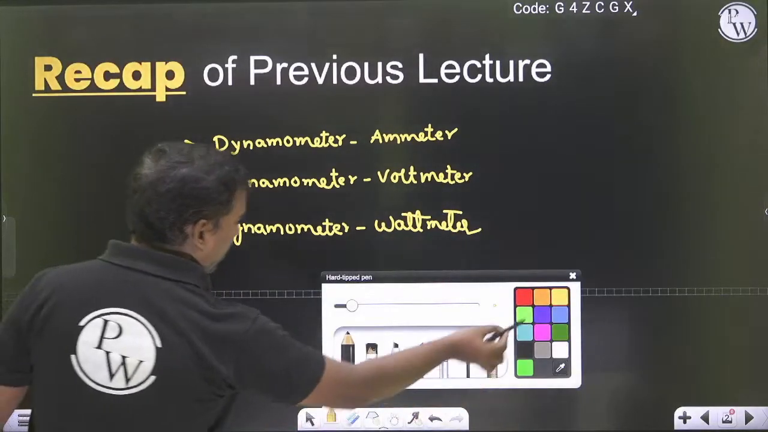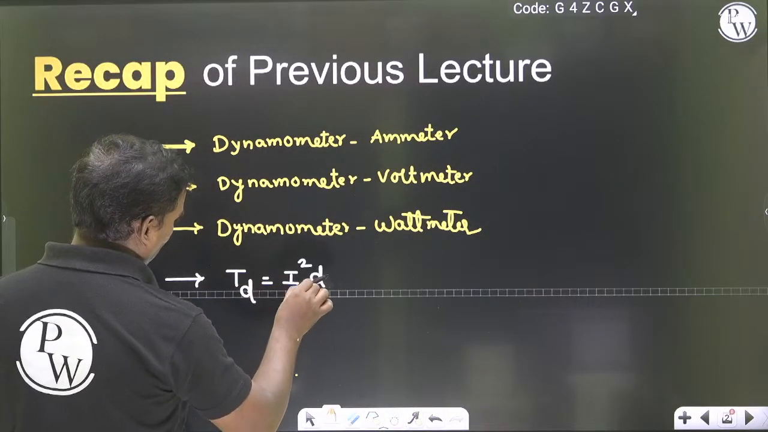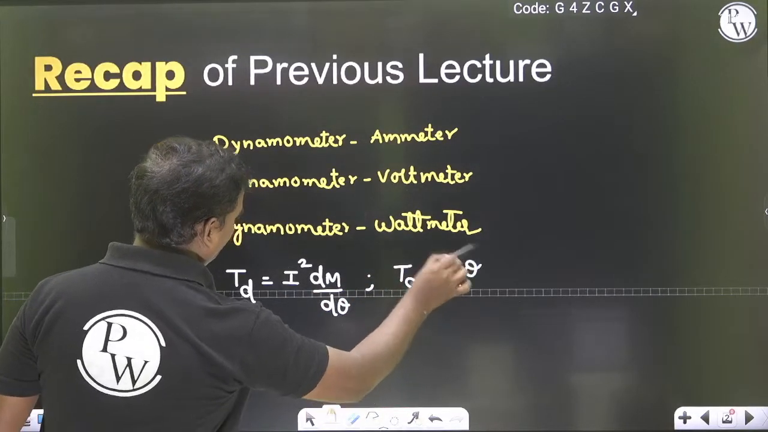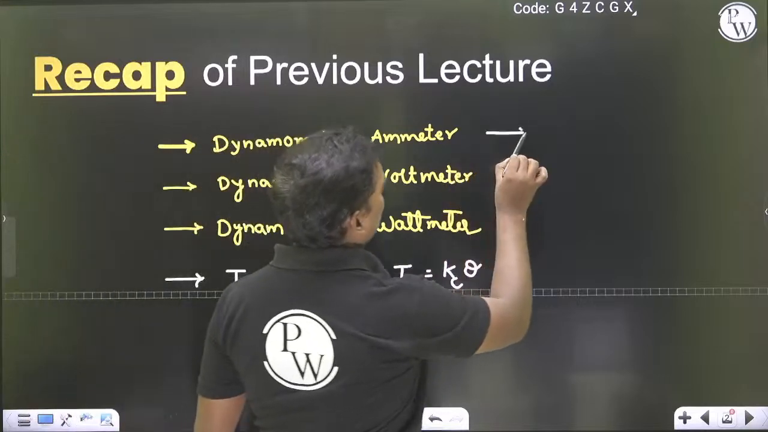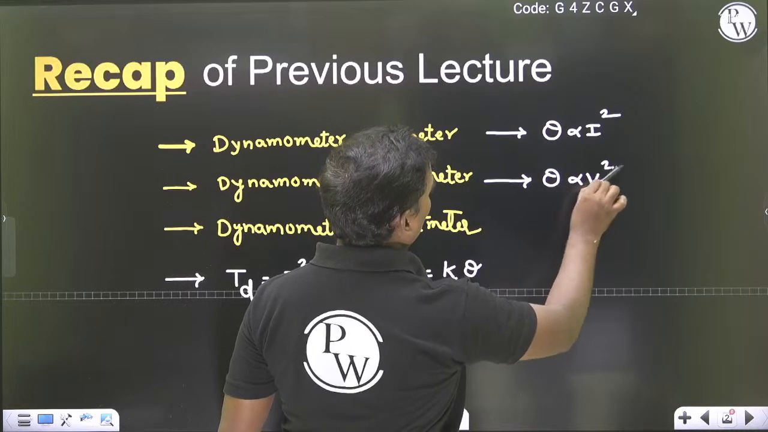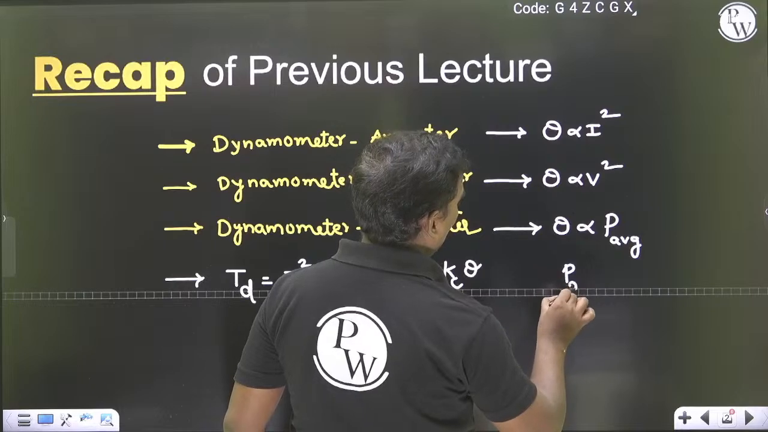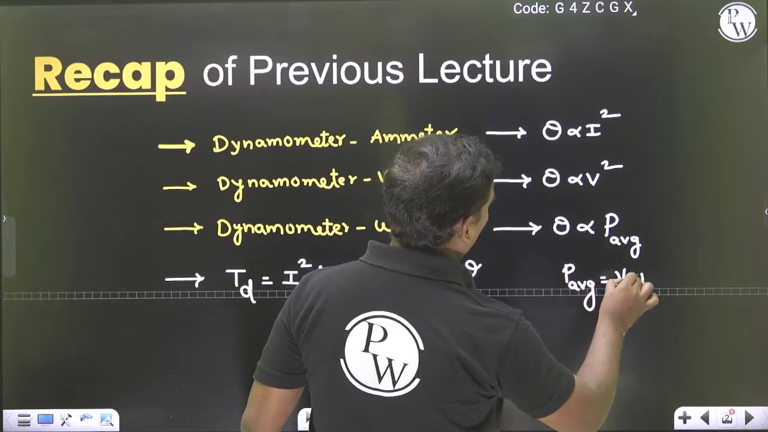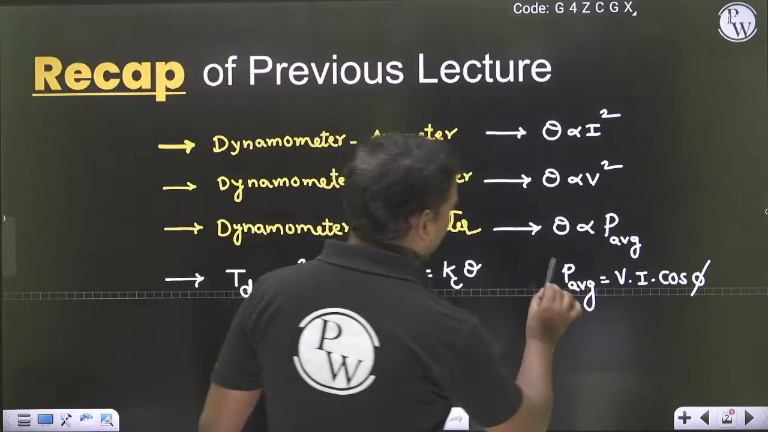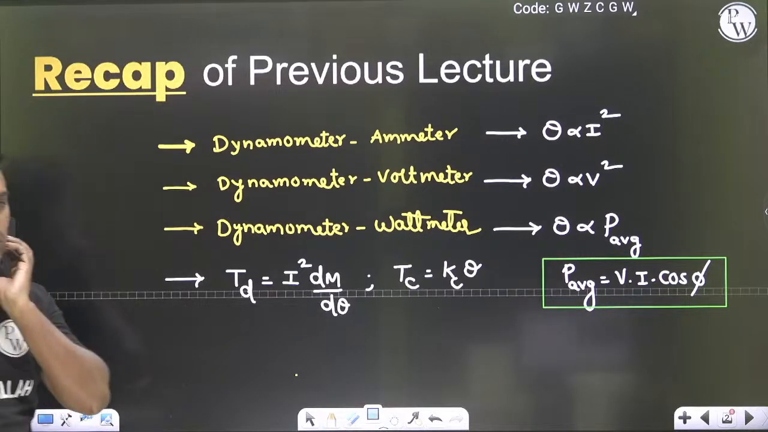So we also discussed the deflection torque expression, which is I square dM by dθ, controlling torque expression KCθ. So ammeter के लिए क्या है expression? θ is proportional to I square, non-uniform. Voltmeter के लिए θ is proportional to V square, non-uniform. θ is proportional to average power. So this average power I can take as VI cos φ. Okay na? So this is the expression VI cos φ.